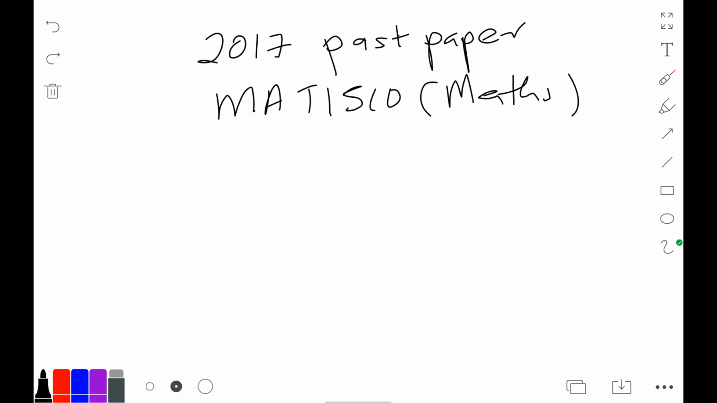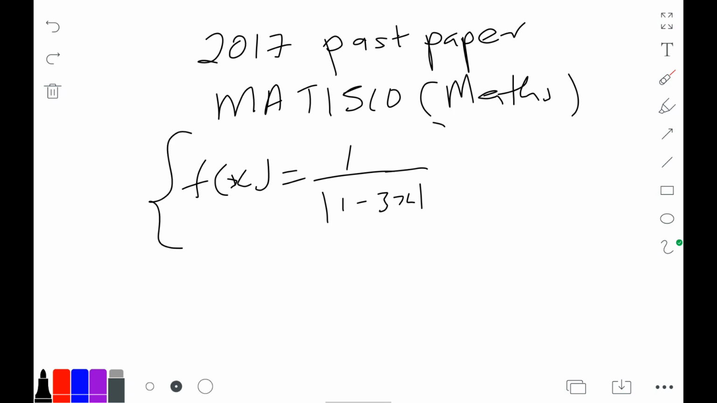So the first question says functions f and g are defined by, we have our f of x, which is equals to 1 over the absolute value of 1 minus 3x. And then we also have g of x. So our g of x, I'm going to write it separately. Let me just first explain about this function, which is our f of x. So this function, f of x, has an absolute value of 1 minus 3x.